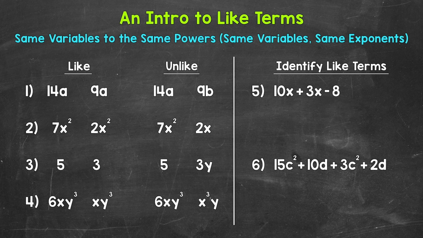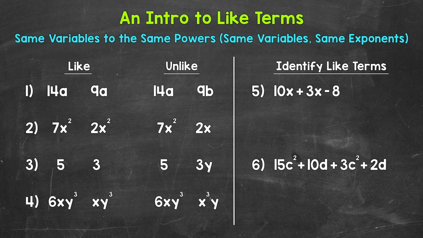Let's take a look at this introduction to like terms. Now, simply put, like terms are terms with the same variables to the same powers. So same variables, same exponents. Now keep in mind, coefficients, the numbers in front of the variables, do not have to be the same. So again, like terms, same variables to the same powers.